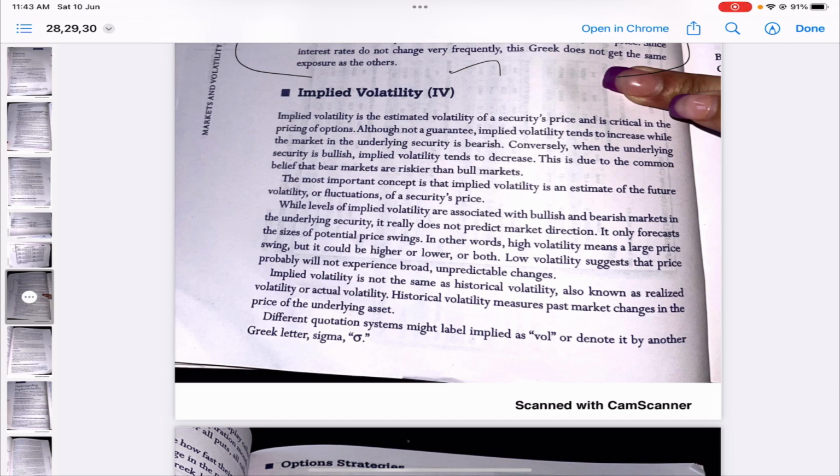So what is implied volatility? We just explained that, but implied volatility is the estimated volatility of a security's price and it is critical in the pricing of options. Although not guaranteed, implied volatility tends to increase while the market in the underlying security is bearish. Conversely, when the underlying security is bullish, implied volatility tends to decrease.